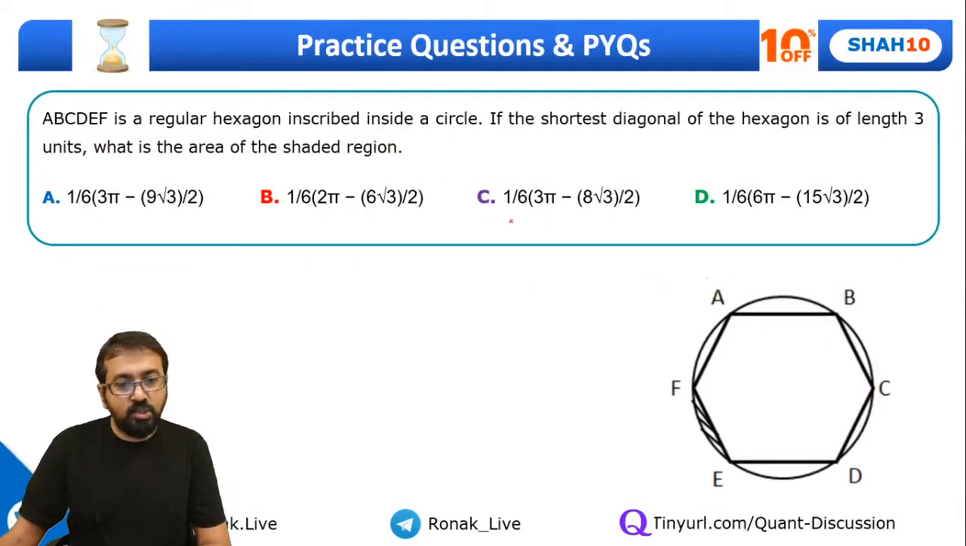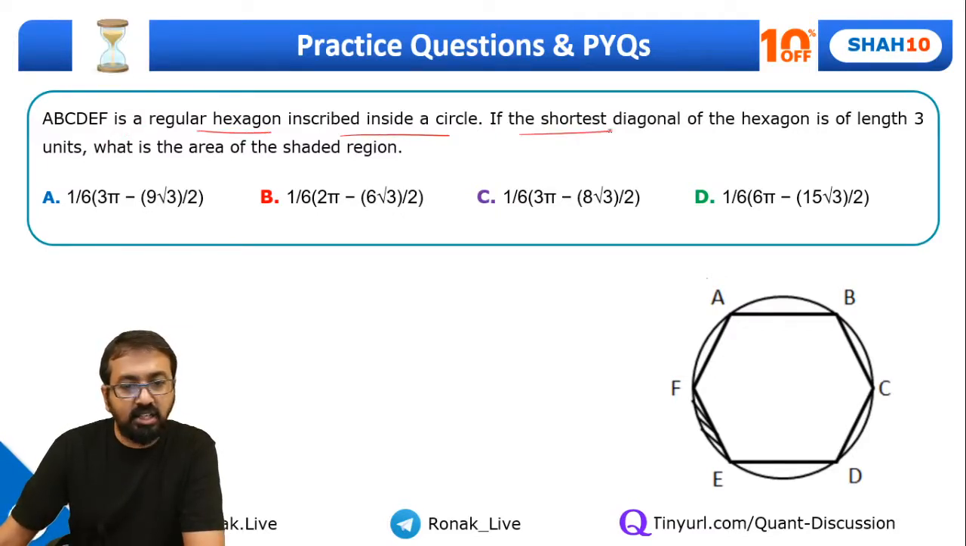Okay guys, this question looks slightly simple. This is a regular hexagon inscribed in a circle. If the shortest diagonal of the hexagon is of the length 3 units. Now what is the shortest diagonal? Connecting these two will be the shortest diagonal and these opposite vertices will be the longest diagonal, and this is given as 3 units. Right?